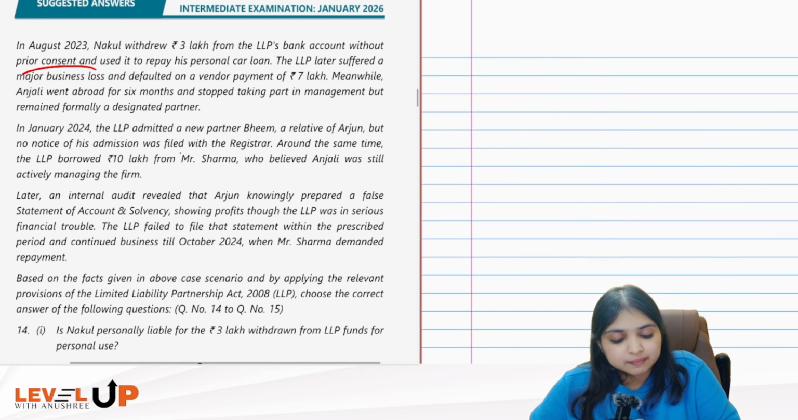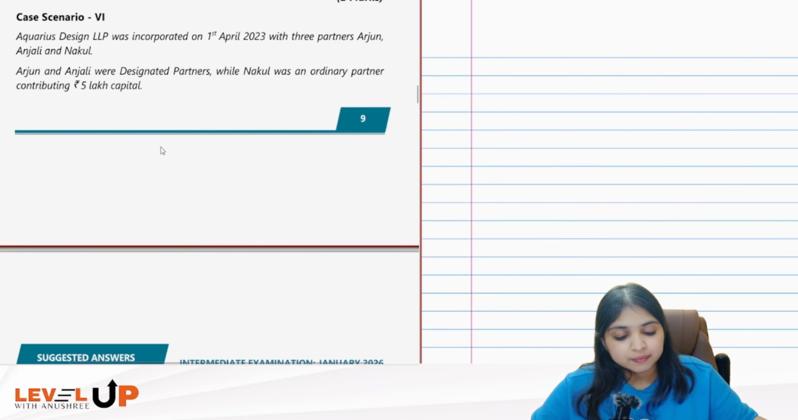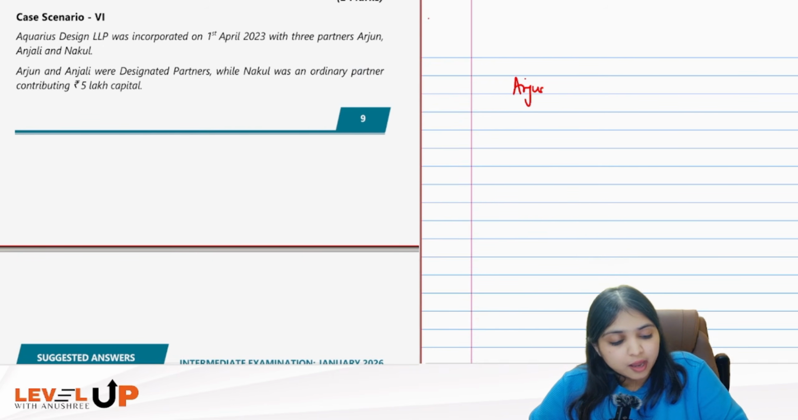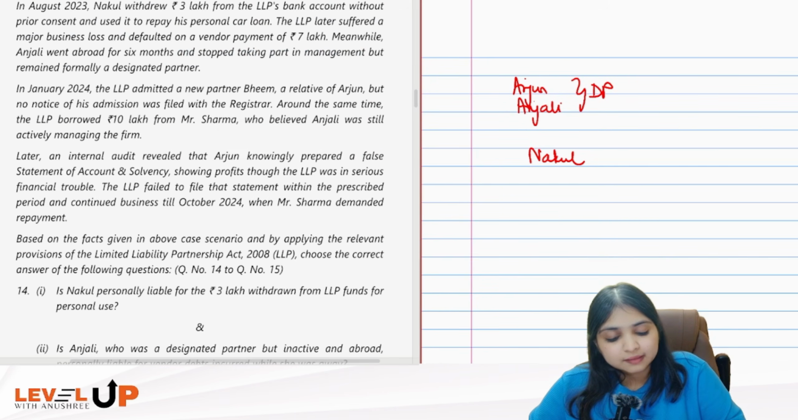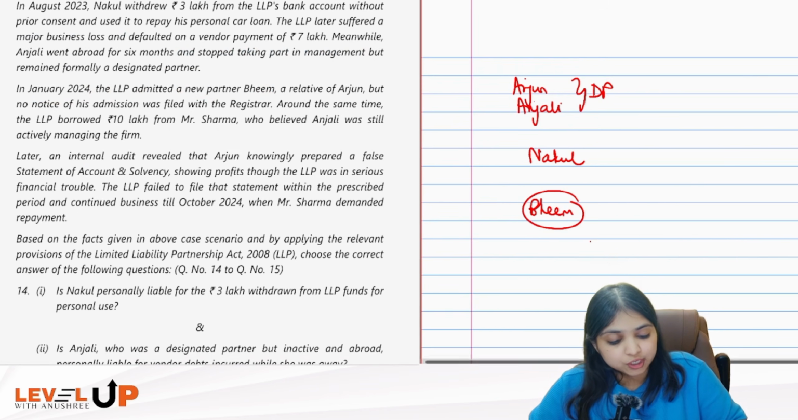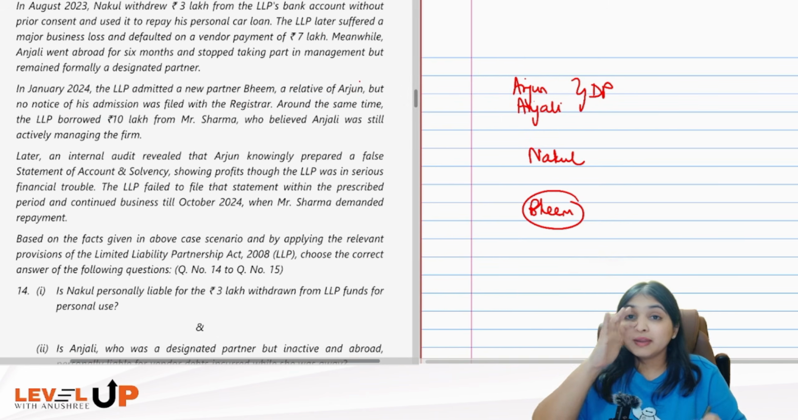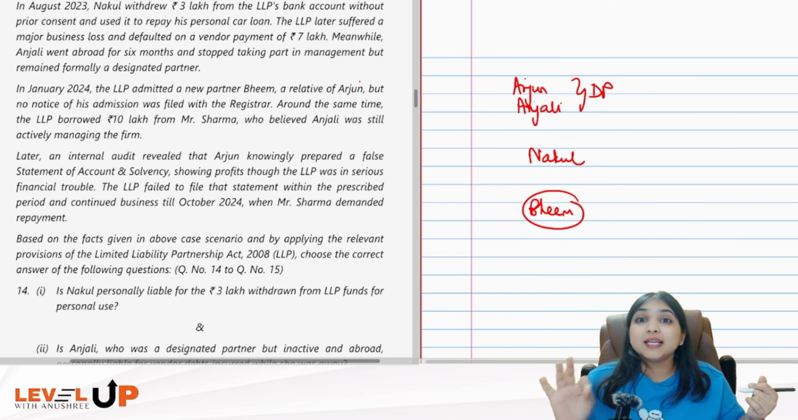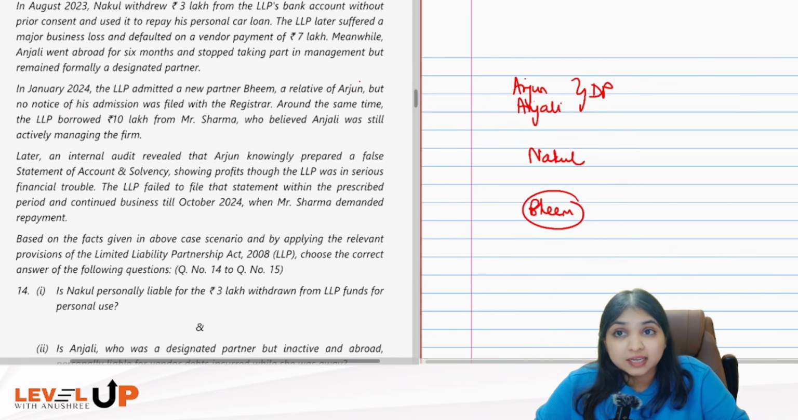Then LLP later suffered a major business loss and defaulted on a vendor payment of 7 lakhs. Meanwhile, Anjali went abroad for 6 months and stopped taking part in management but remained formally a designated partner. Please keep in mind that in this question, Arjun and Anjali are designated partners. In addition to that, we also have Nakul as an ordinary partner. Then in Jan 24, LLP admitted a new partner, Bhim, a relative of Arjun, but no notice of his admission was filed with ROC. Remember, whenever a new partner is admitted, within 30 days of his appointment, we have to inform ROC. But here they did not inform ROC.